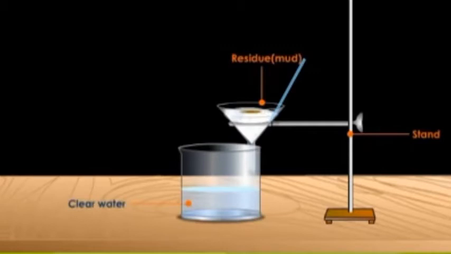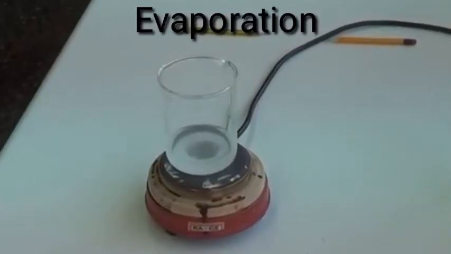The clear water obtained is called the filtrate. This method of purifying water is called filtration. I hope this method also you understood, that is the filtration method. Okay, so next one is the evaporation method.